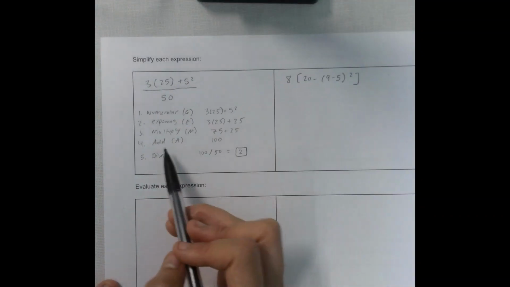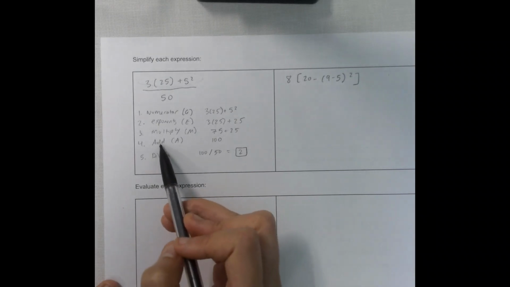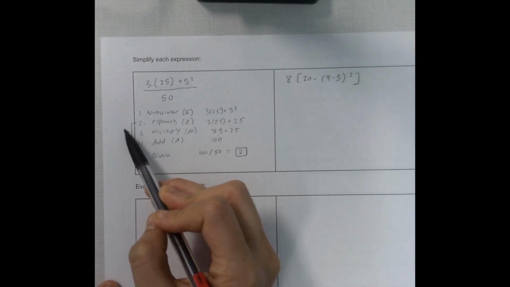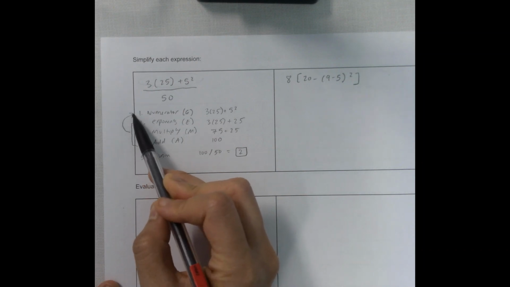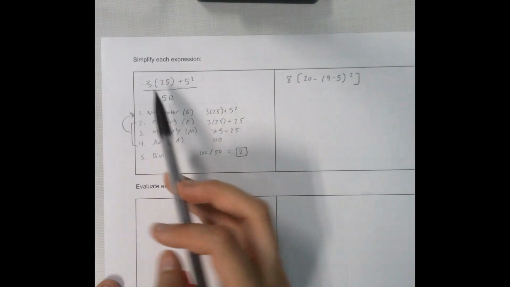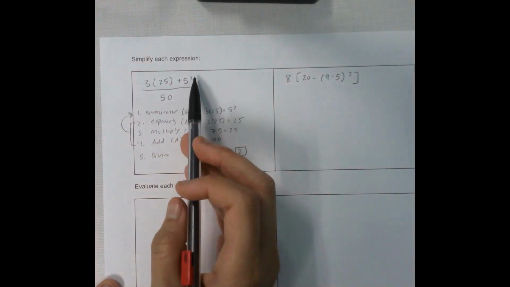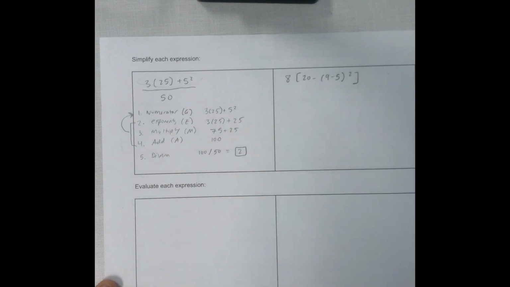With this one, we didn't add before divide, but that's because this add was part of the numerator group, right? So we had to do the numerator before anything, and that's why this last step in the numerator was before this division step.